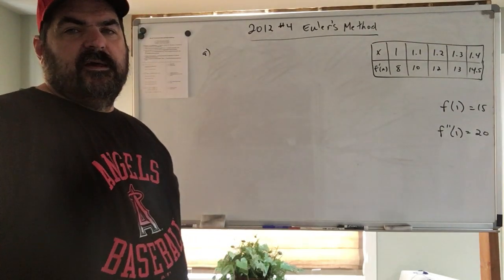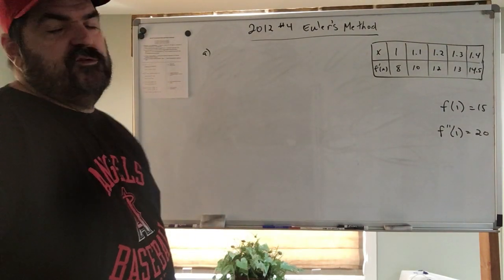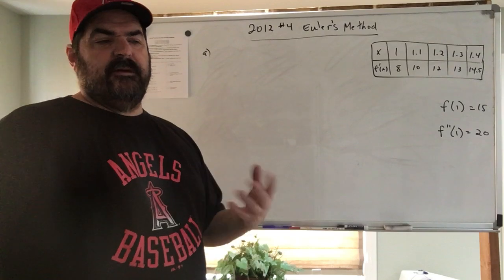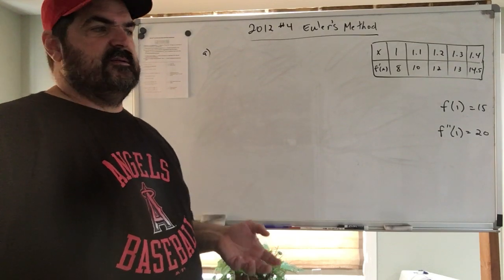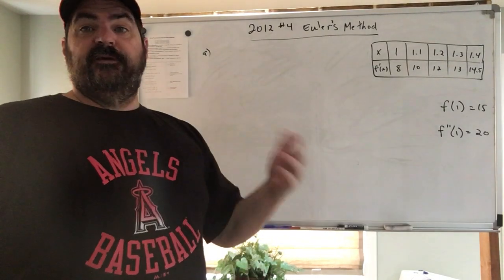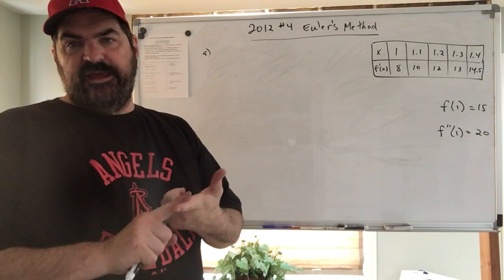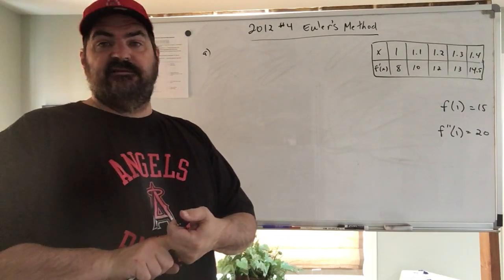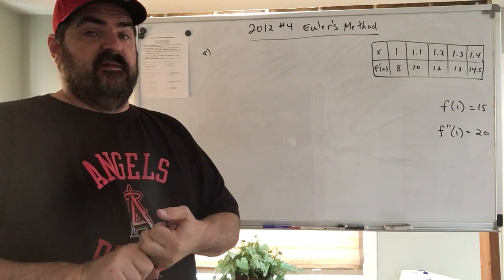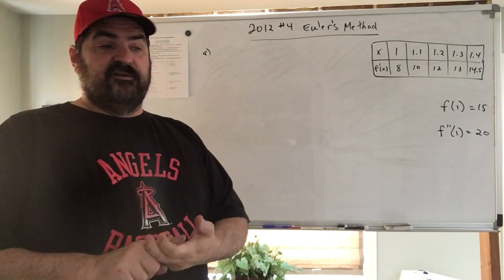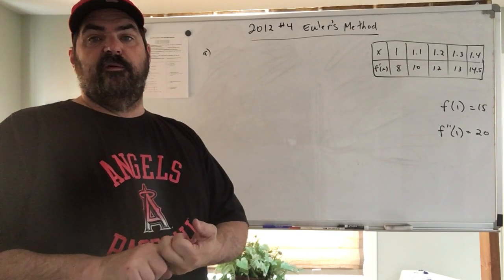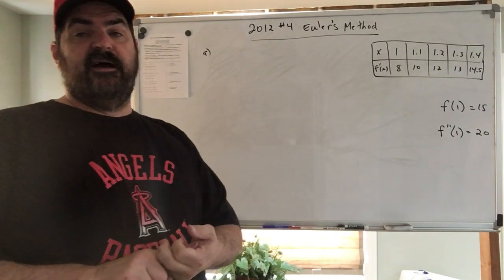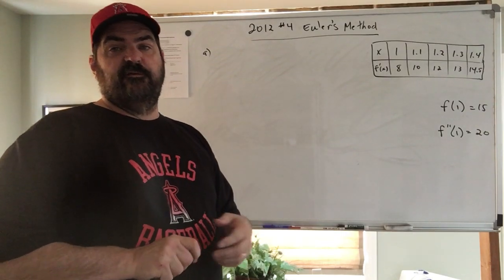All right, I'm going to show you guys the 2012 number 4 Euler's method. It's probably one of my favorite problems because we learn all these different ways to approximate values. We learn how to write a tangent line, and then Euler's method, which is the tangent line on steroids. And then we eventually learned Taylor series, which is just incredible. The more terms you do, the better the accuracy. So those are just some of the different techniques we've learned.